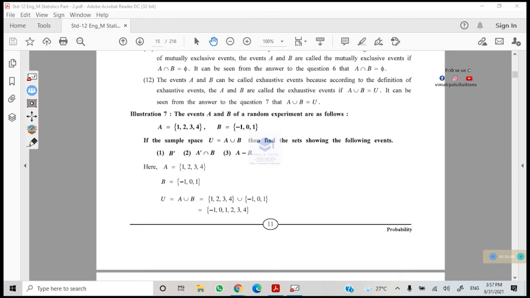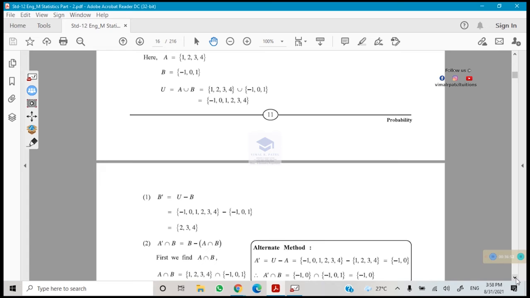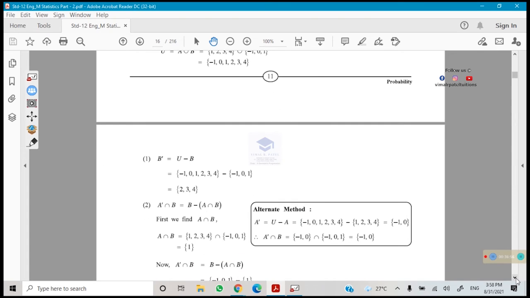Now see, illustration 7. Event A and B. So event A is 1, 2, 3, 4. B is -1, 0, 1. If sample space U is equal to A union B, then find the sets showing the following event. B dash. A is 1, 2, 3, 4. B is -1, 0, 1. So U will be -1, 0, 1, 2, 3, 4. Now B dash means set of all elements which are in U but not in B. -1, 0, 1, except that. So that will be 2, 3, 4. So your B dash will be 2, 3, 4. Then A dash intersection B means B minus A intersection B.